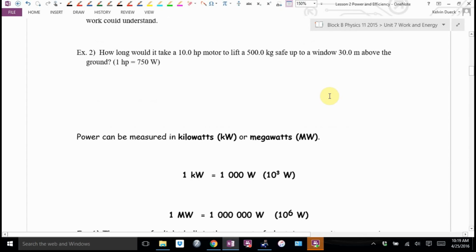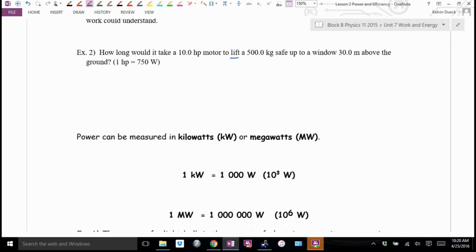So, example 2. How long would it take a 10 horsepower motor to lift a 500 kilogram safe up to a window 30 meters above the ground? Okay, we've got an office building. They're installing a new safe. The safe is too big to go through the doorways and the stairs, so they're going to hoist it through the window, and they do this especially all the time in places like New York.